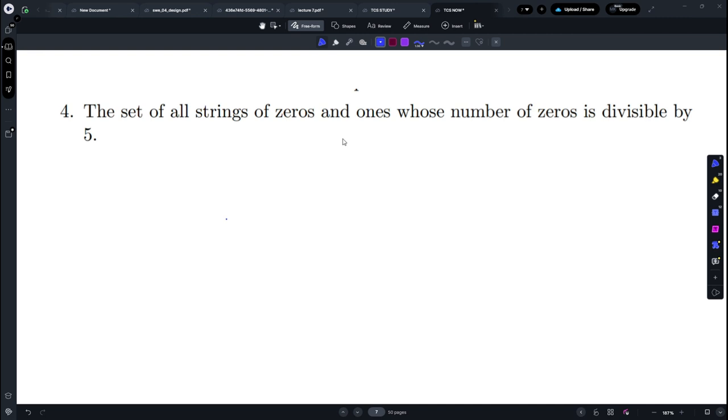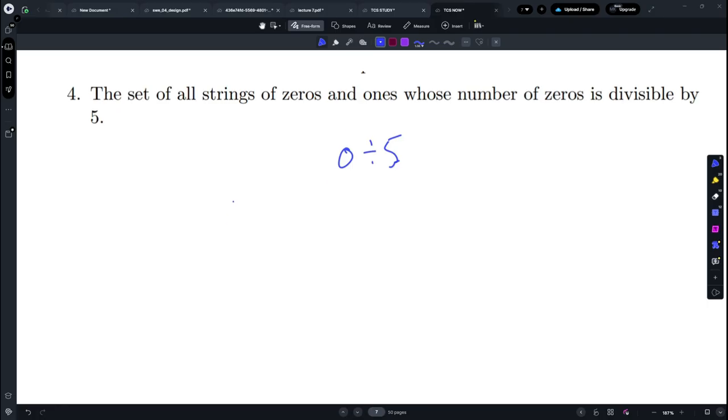So now focus how important it is: all strings of zeros and ones whose, so the set of all strings of zeros and ones whose number of zeros is divisible by 5. So here they say that 0 is divisible by 5. Okay, which means it's a similar question to the one we had before, and it basically wants us to understand that it's the table of 5, meaning 5, 10, 15, etc. So these are divisible by 5, including 0.